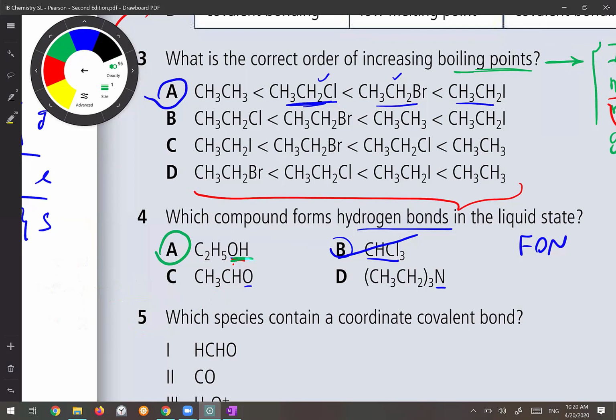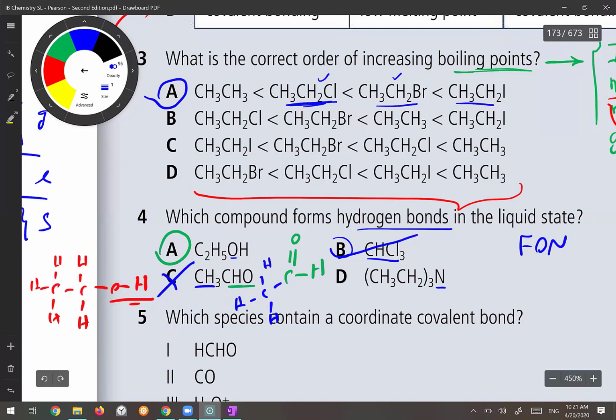But what about the molecule in C? What is CHO? Again, as I said several times, CHO represents aldehyde. It means C double bond O, then H. So this is the CHO. And what is the rest of the molecule? It is CH3. So a CH3 is connected here. You can see you have hydrogen, but the hydrogen is not bonded to the oxygen. So this one doesn't have the hydrogen bond.